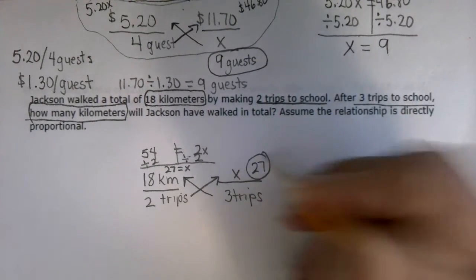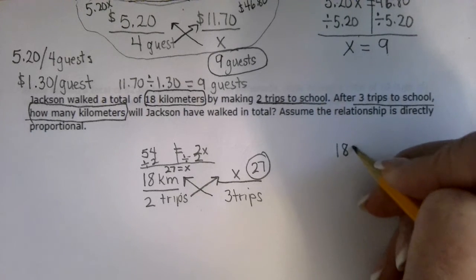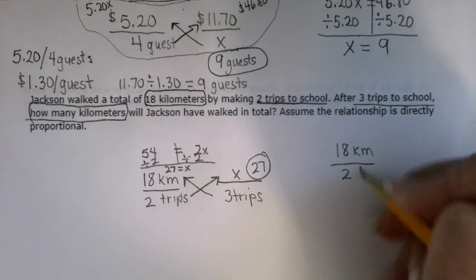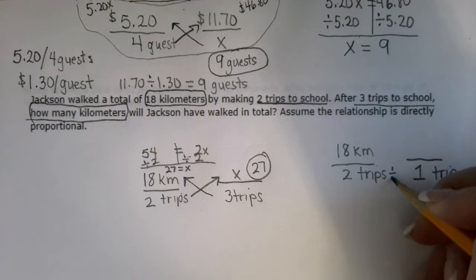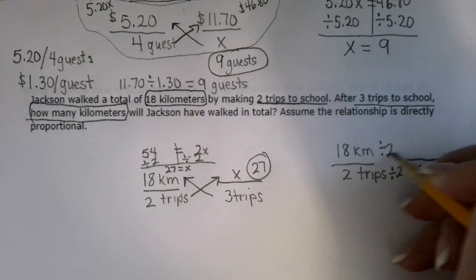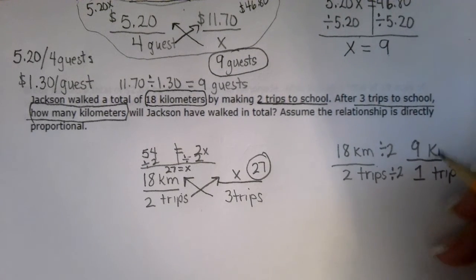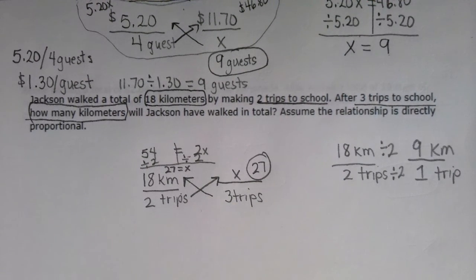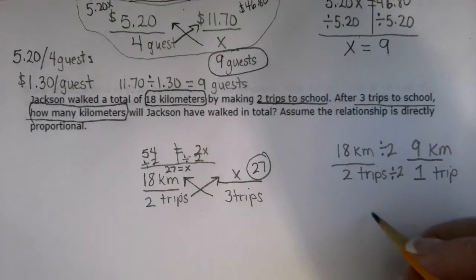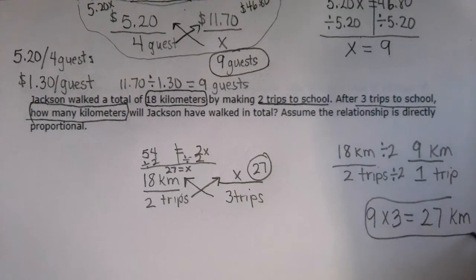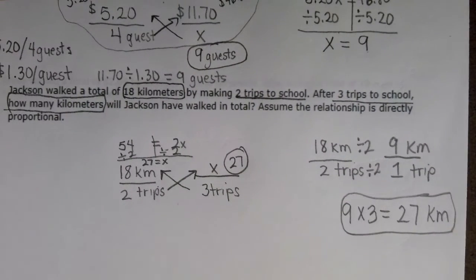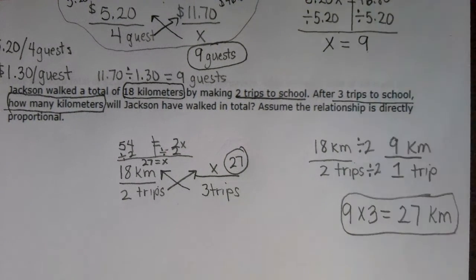Again, with this one, some of you may have done, if it's 18 kilometers for 2 trips, then I can get a unit rate and just find out 1 trip. So I'm dividing that by 2, dividing that by 2. So it's 9 kilometers per trip. And then if I take 3 trips, I just do 9 times 3 trips, and that also equals 27 kilometers. So either way you solved it, as long as you got 27, you have the right answer.